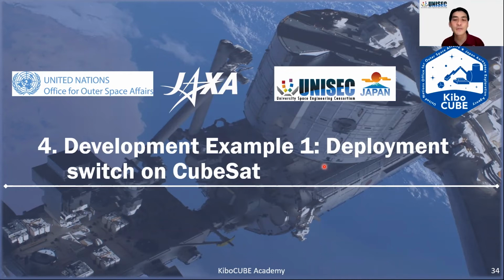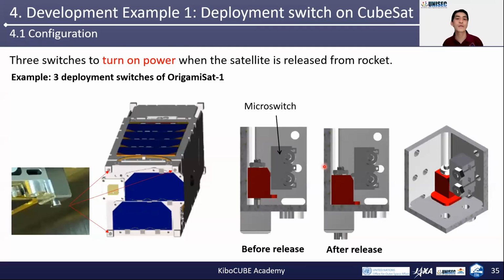The first development example is the deployment detection switches on the CubeSat OrigamiSat-1. There are 3 switches to turn on power of the satellite when the satellite is released from the rocket. The switches are at the bottom of the rails, and this is the stored configuration in the rocket. Before release, the pin is pressed by the CubeSat deployer on the rocket. After release, this pin moves outwards using a compression spring. This pin movement turns on the micro switch.